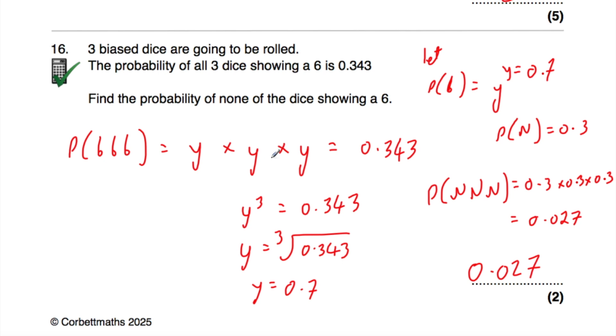And that's it. So in this question, we worked out the cube root of 0.343, and that was equal to 0.7. We then took that away from 1 to find the probability of it not landing on 6, which would be 0.3. And then we did 0.3 times 0.3 times 0.3, and that's equal to 0.027. And that's it. So that's the probability that none of the dice show a 6. Okay, let's look at our next question, question number 17.